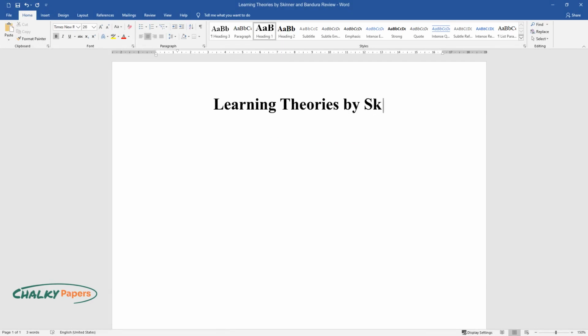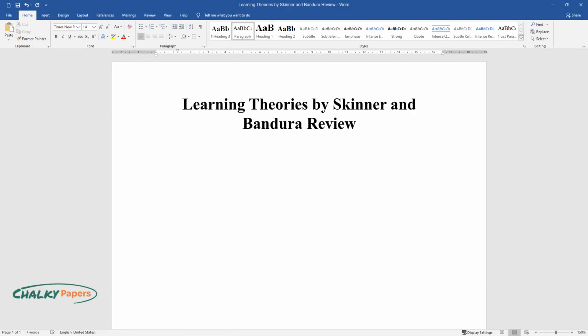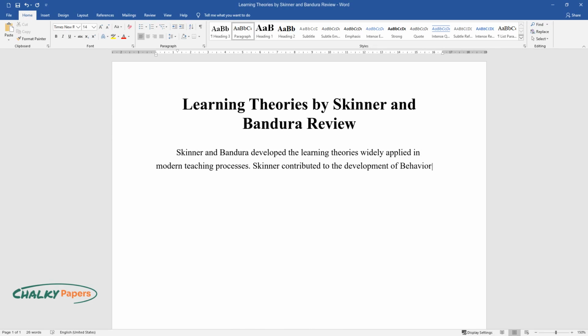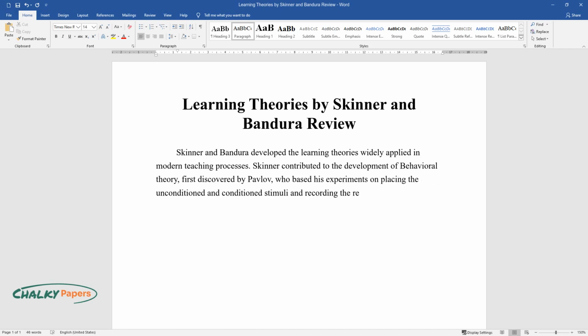Learning Theories by Skinner and Bandura Review. Skinner and Bandura developed the learning theories widely applied in modern teaching processes. Skinner contributed to the development of behavioral theory, first discovered by Pavlov, who based his experiments on placing the unconditioned and conditioned stimuli and recording the responses.